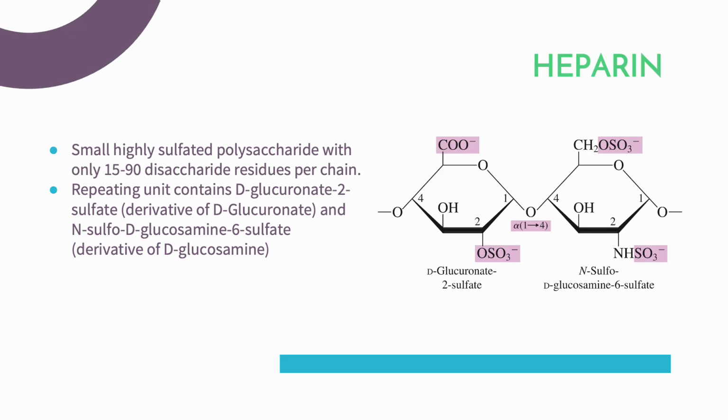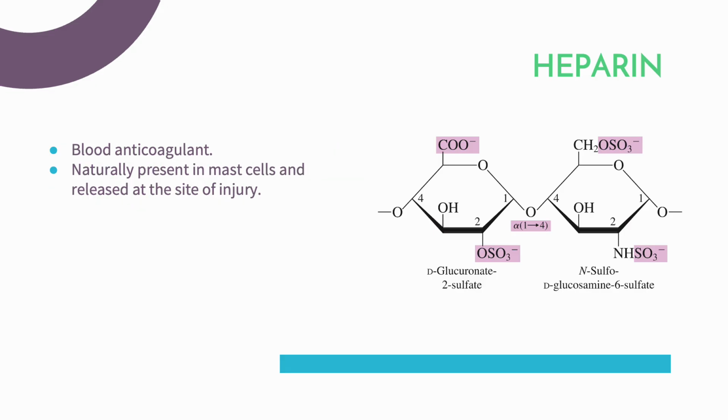Last, we have heparin. Heparin is a small, highly sulfated polysaccharide with only 15 to 90 disaccharide residues per chain. Its repeating unit contains D-glucuronate 2-sulfate and N-sulfo-D-glucosamine 6-sulfate. Heparin is known to be a blood anticoagulant. It's naturally present in mast cells and released at the site of injury. Mast cells are part of the body's immune system.